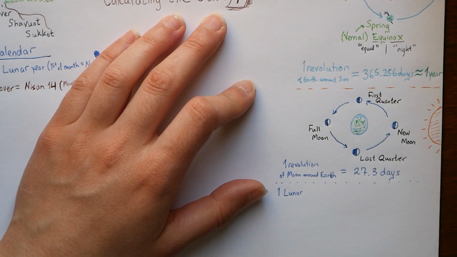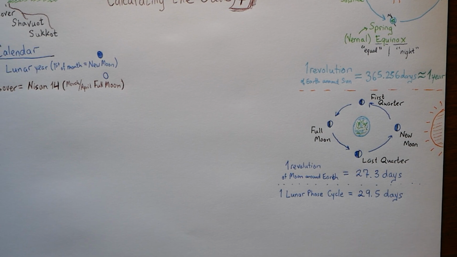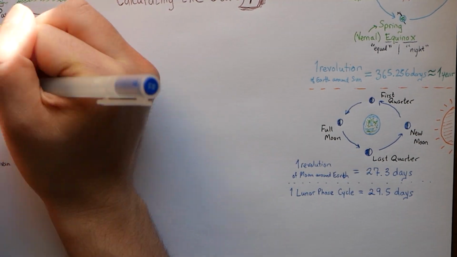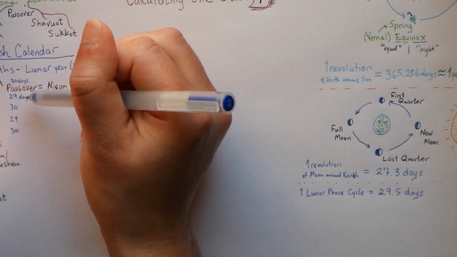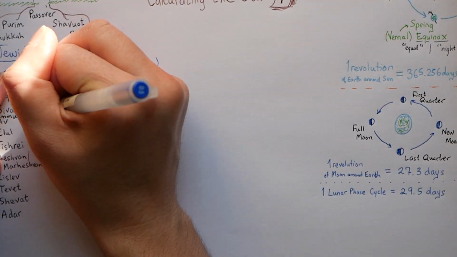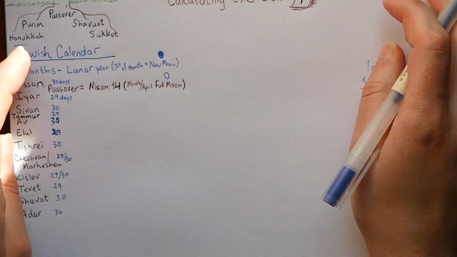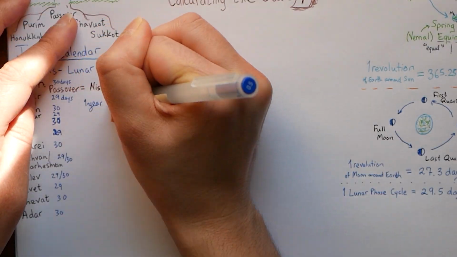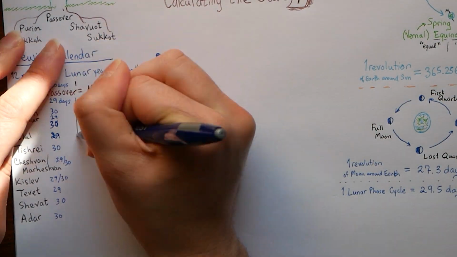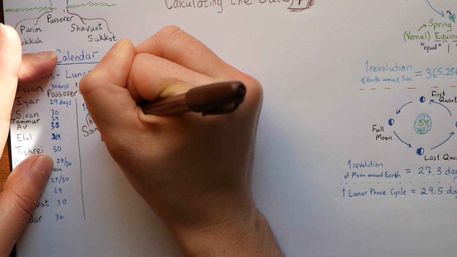But the actual lunar phase cycle from a new moon to a new moon, or a full moon to a full moon, is 29.5 days. Which is why, when you look at our current day months, or more specifically at the Jewish calendar, each month is either 29 or 30 days, averaging that 0.5 out, which gives you a total of 354 days for 1 year, which is 11 days less than the solar year.